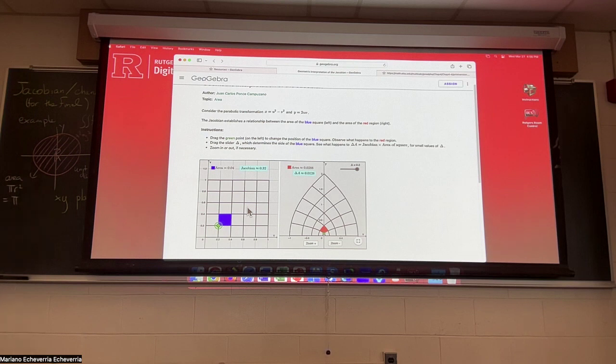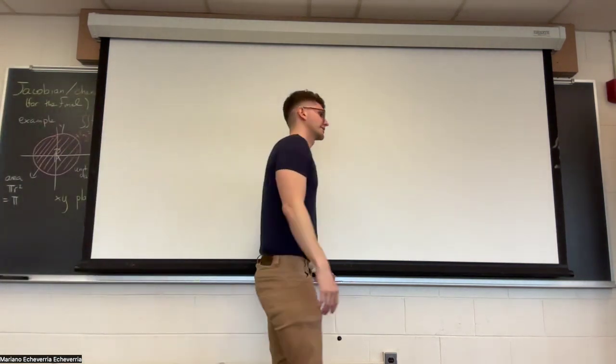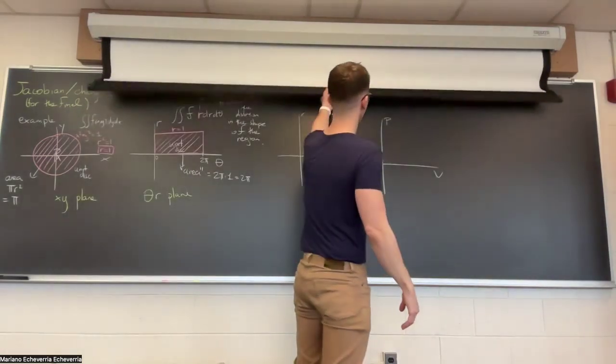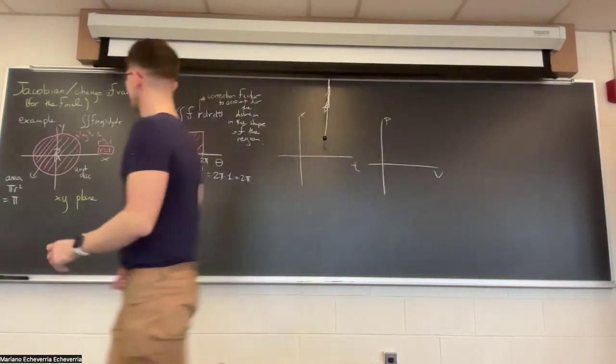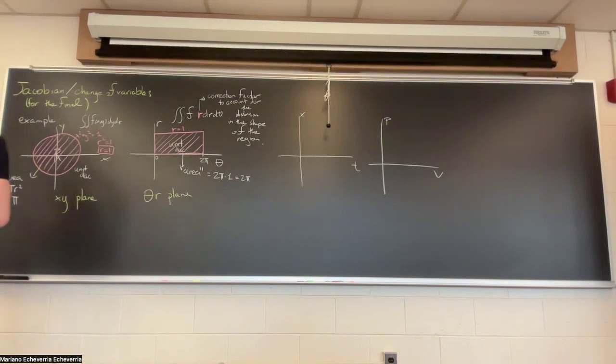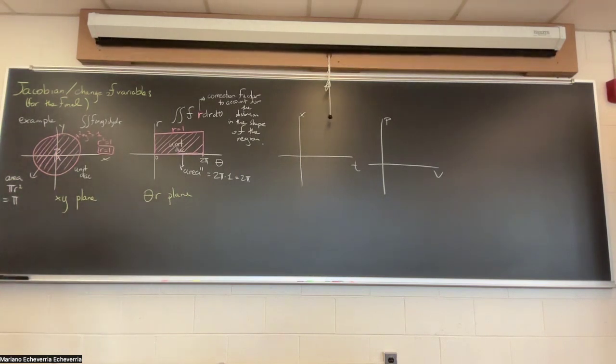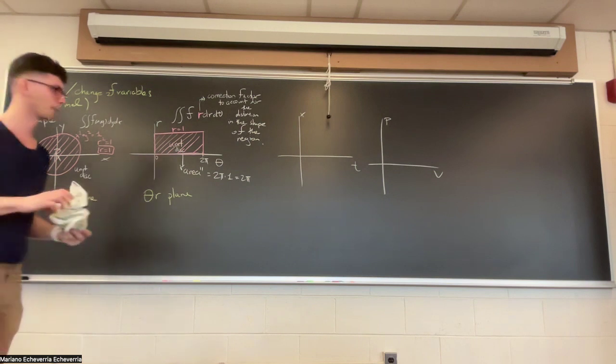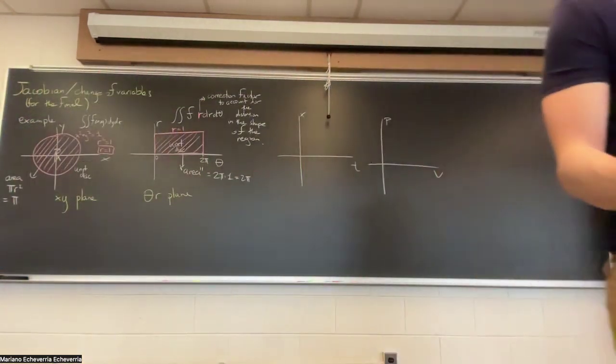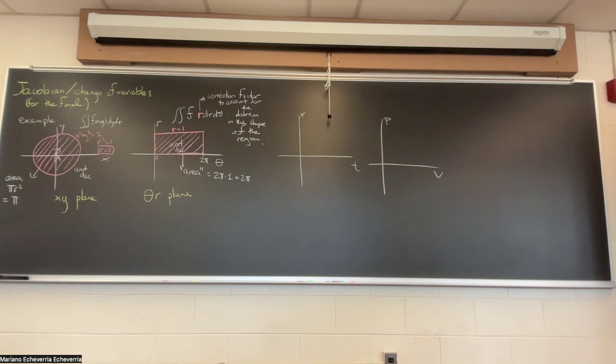So let me give you an idea of where the formula comes from. Again, I won't try to get into too many details because it would take too much time, but at least you'll get some sense of what's going on. Here's my eraser. I'll give you the formula for the Jacobian, and then we'll do some examples with it.